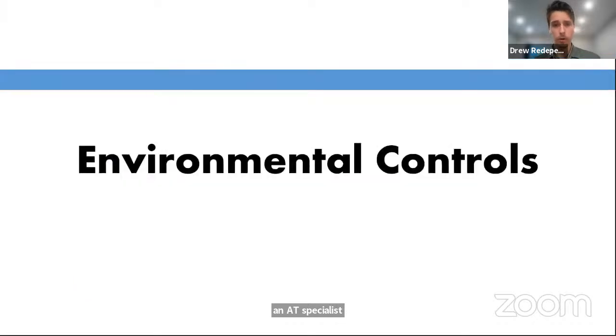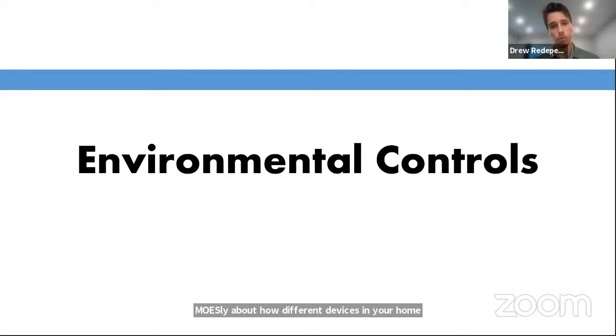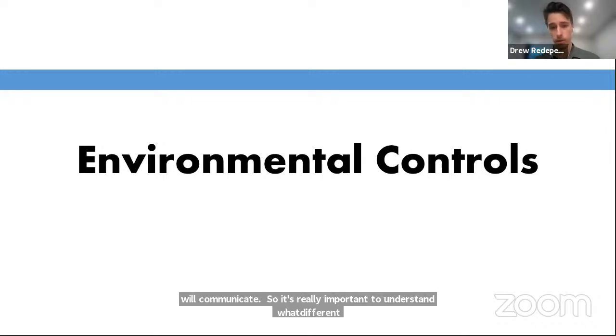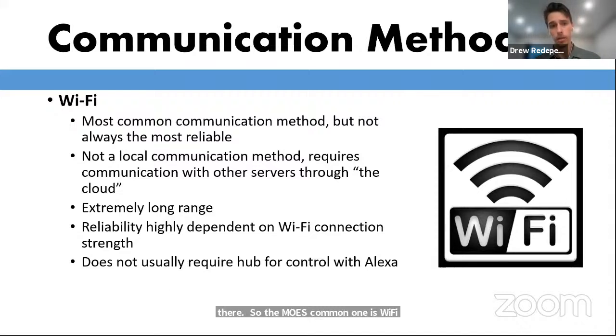So a little bit going into our session today. First I want to talk mostly about how different devices in your home will communicate. It's really important to understand what different types of environmental control communication protocols are out there. The most common one is Wi-Fi based devices. It's the most common communication method of all environmental control devices, but it's not always the most reliable.